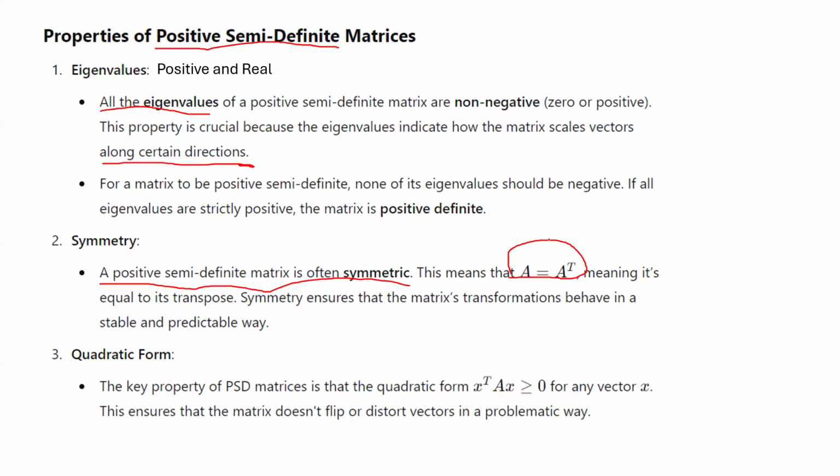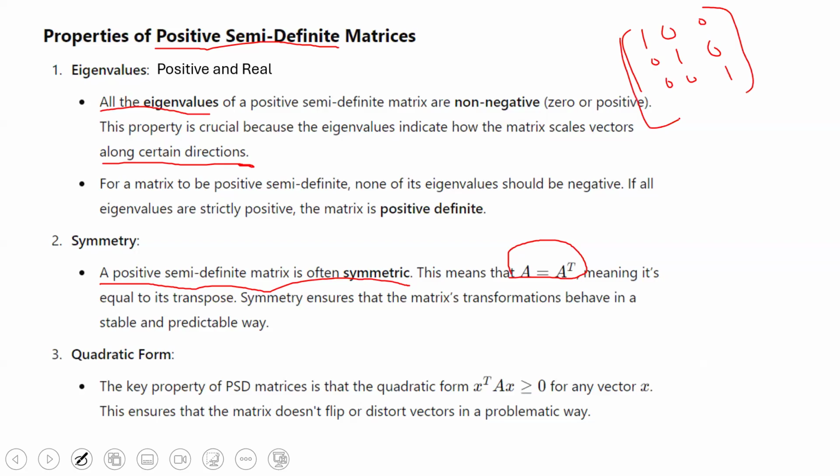So given a matrix, if you're asked to find out whether it is a positive semi-definite matrix or not, the first thing you have to do is make sure it is a symmetric matrix. Symmetric matrix means A transpose is equal to A. So 1 0 0, 0 1 0, 0 0 1, which is the identity matrix. Is this symmetric? Yeah, so this is a symmetric matrix.